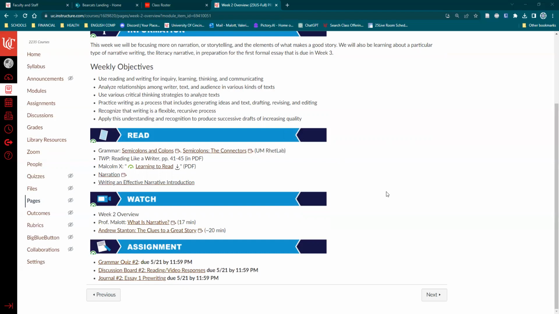I also want you to read Malcolm X's Learning to Read. This is a PDF handout. It's probably about 5 pages long. It's not super long, but it's a very interesting story about Malcolm X and how he learned to read.